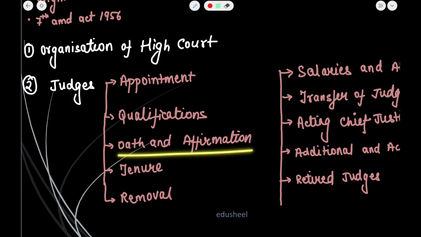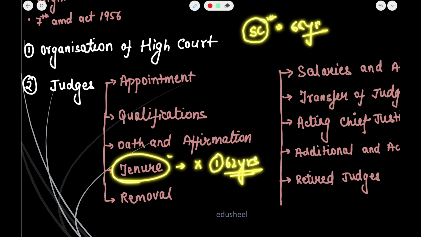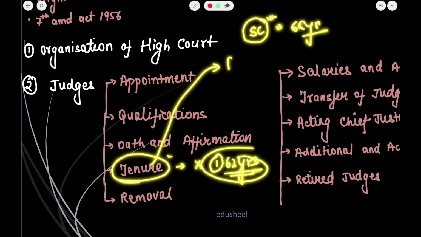Now, what about the oath and affirmation? The oath of the judges of the High Court is administered by the governor of that state. What about the tenure? The tenure has not been fixed by the Constitution and he holds the office until the age of 62 years. One important thing to remember here is that the prescribed age for a judge of the Supreme Court is 65 years, whereas that of a High Court is 62 years. Now, he can be removed from his office by the President on the recommendation of Parliament.